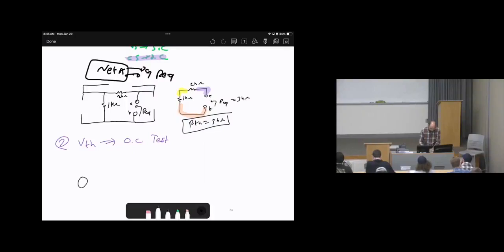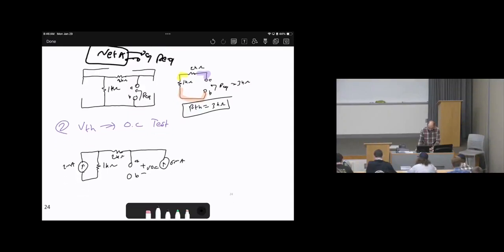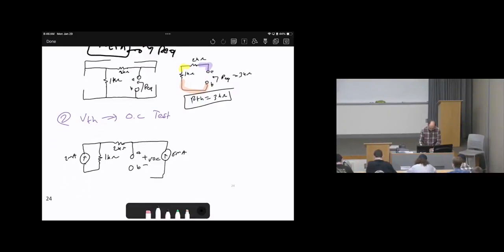Here is 2 milliamperes, 1 kilo ohms, 2 kilo ohms. Here are the terminals A and B. So we'll say plus minus V open circuits. Here is 6 milliamperes. Then here is 4 milliamperes. They will go here. Okay?